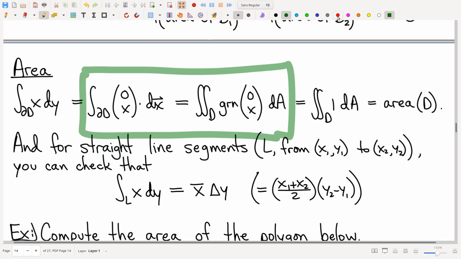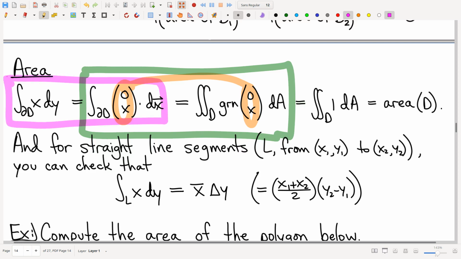Now I'm applying, you'll notice, Green's theorem here to a specific vector field, 0, x. This is a special vector field. It's not uniquely special, but it is a special vector field. We'll talk about what that is in just a moment. But all I've got in the green box here is just I've written down Green's theorem as it applies to that vector field.